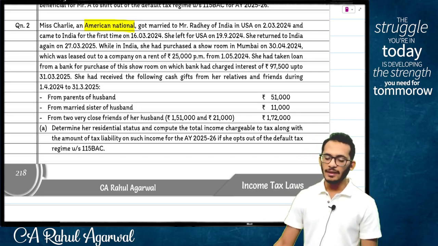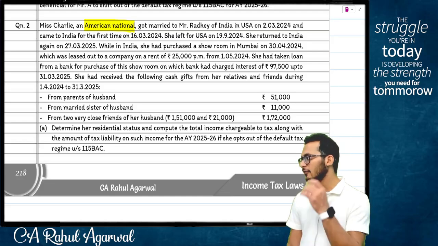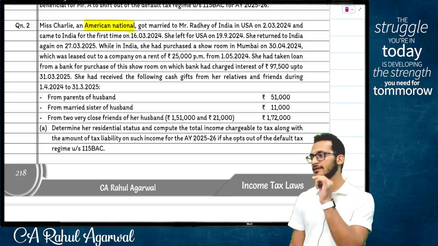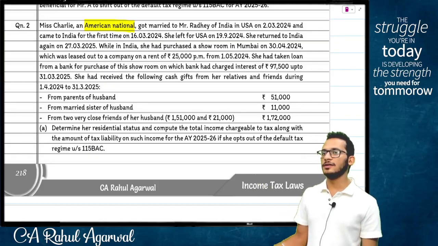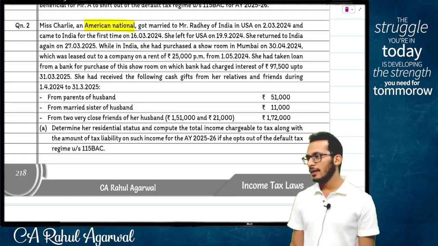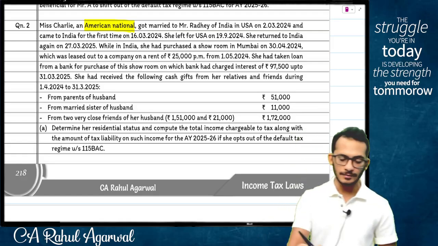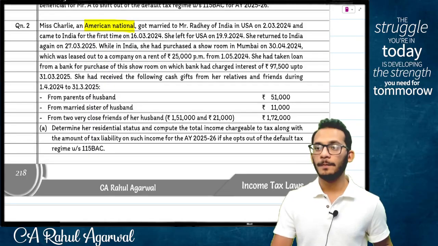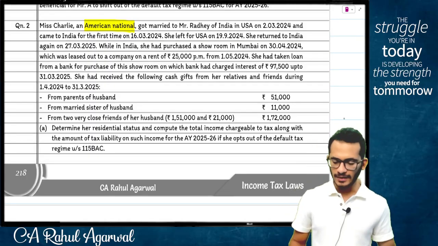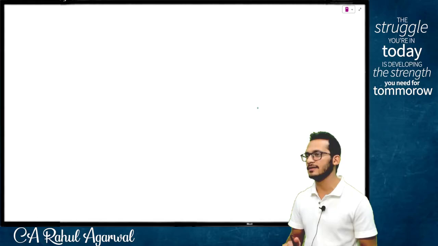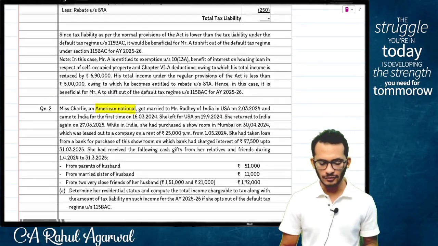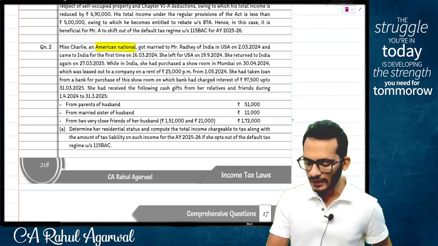She left USA on 19th September 24. This is previous year. But the problem is, people, she came on 16th March. So I need to find out how many days she was in India. How will I check? You will check from 1st April. You can't check from March itself, people, because March is previous year. So check from 1st April. I am starting from April.